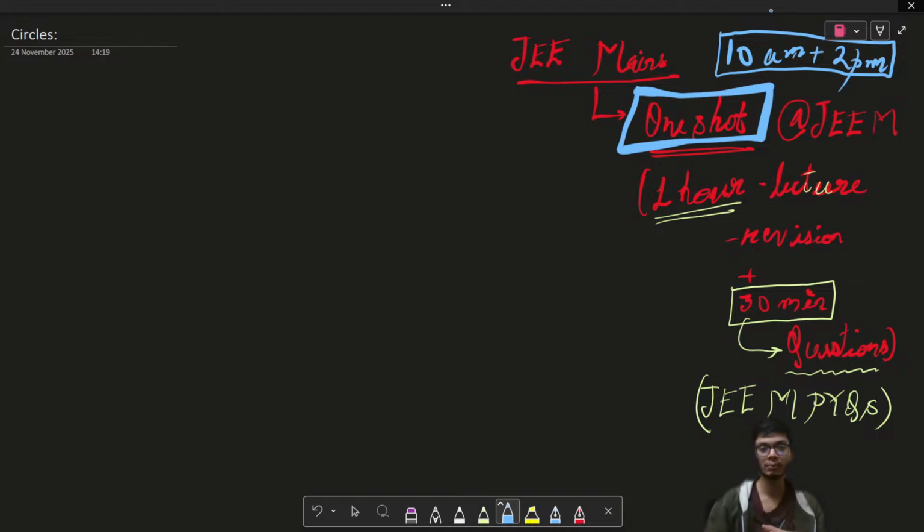In the month of December, you can be sure that we will be hitting on this revision session, and we're definitely going to finish up the entire syllabus of mathematics for your JEE Mains, right? That is all, and with that, let's get started, right?